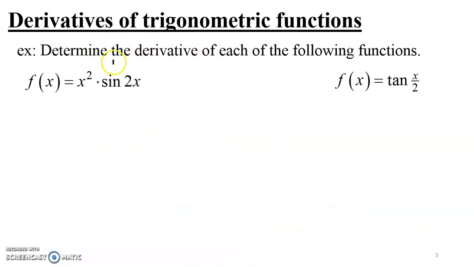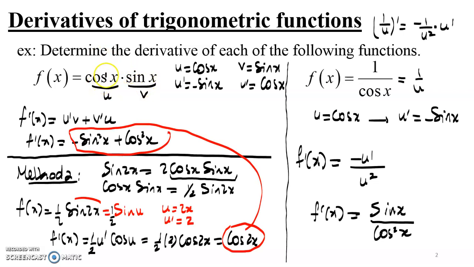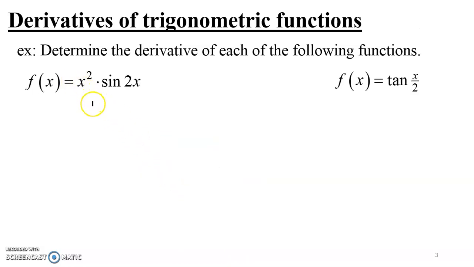Now over here in this other example, we have f of x to be x squared sine 2x. Now in the previous example, we had a product of cosine and sine here, and since they had the same angle, we could have avoided the product rule by just using the double angle formula of sine. However, here I'm multiplying x squared by sine 2x. So in this case, there's no way to be able to escape the product.